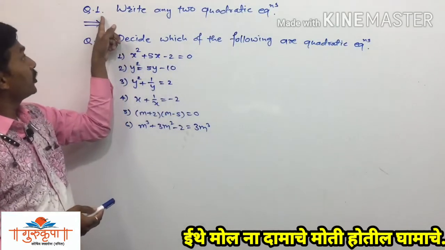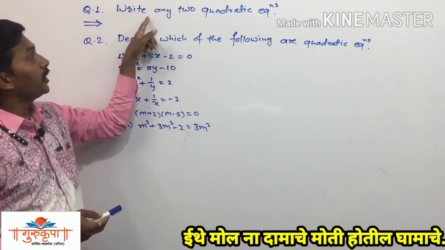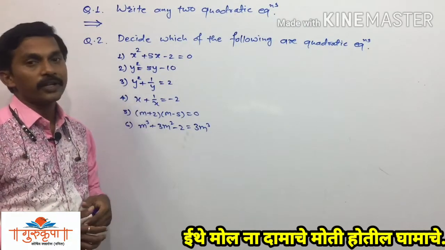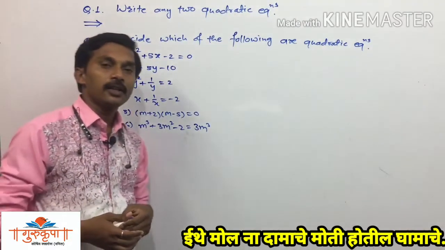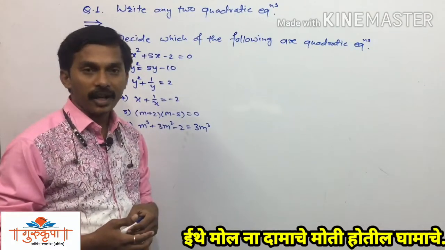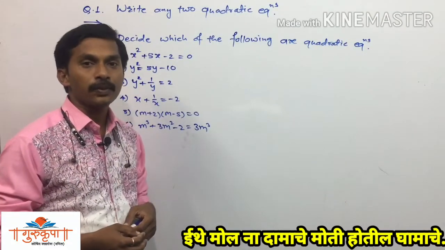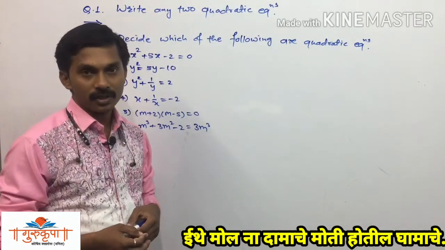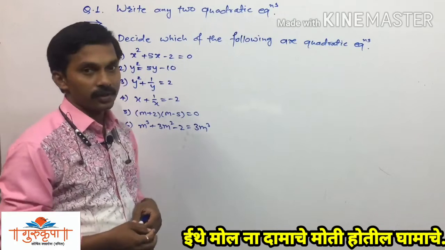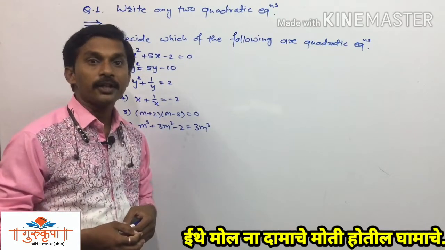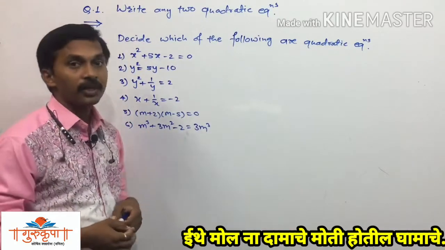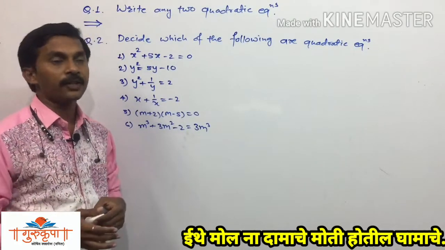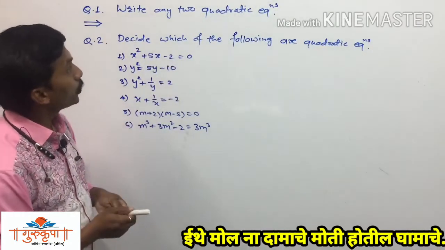Here we have the first question: write any two quadratic equations. As we know that there is one variable and the degree of the equation is 2, simply we can write two examples of quadratic equations. This is an open-ended question, meaning a question having lots of answers. Everyone's answer may be different. So here we are writing two quadratic equations.